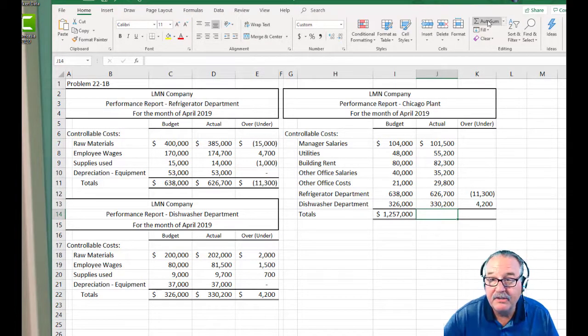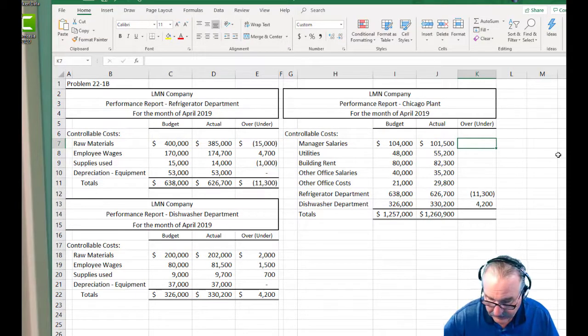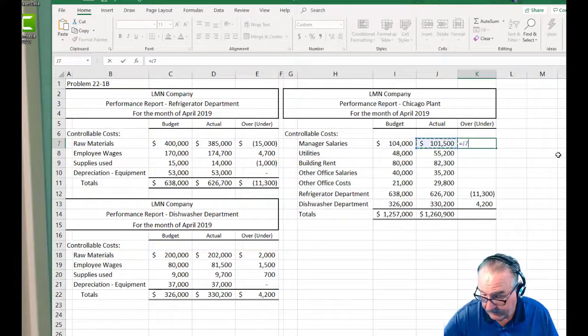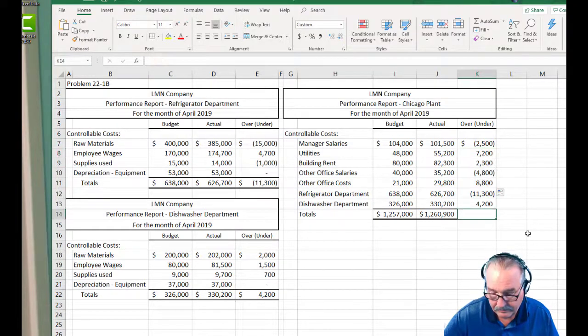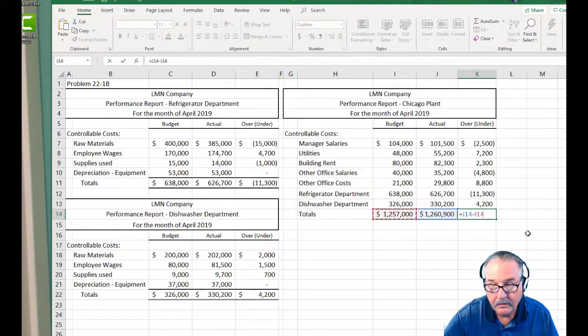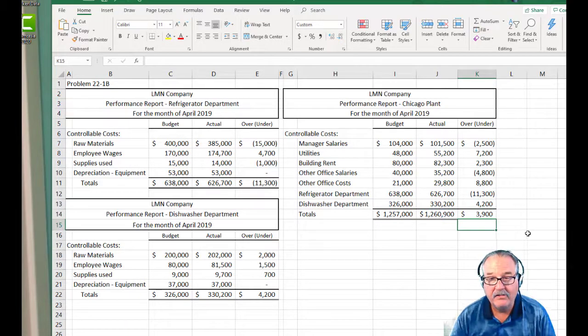What they actually spent was $1,260,000, and we'll use the same thing. We're going to subtract the budget from the actual. So if we get a negative number, that's under budget. If we get a positive number, that's over budget. And I can use the drag tool to complete this. And so for the whole factory in Chicago, they were over budget, $3,900.